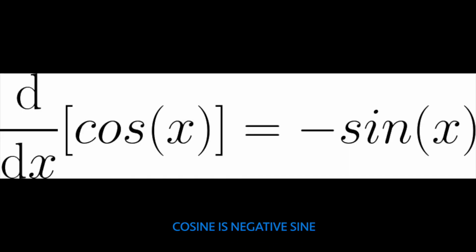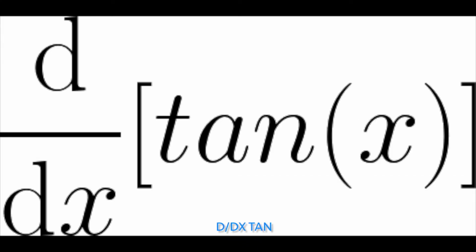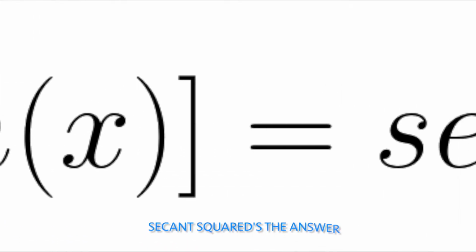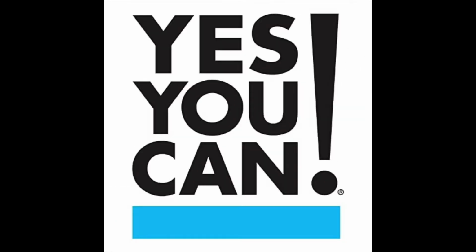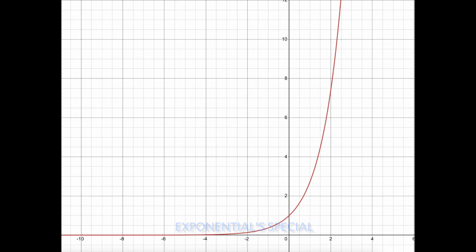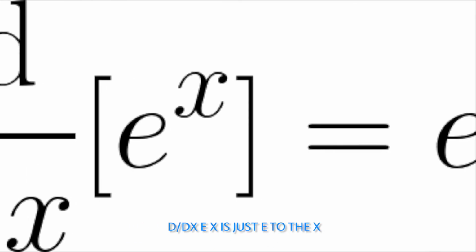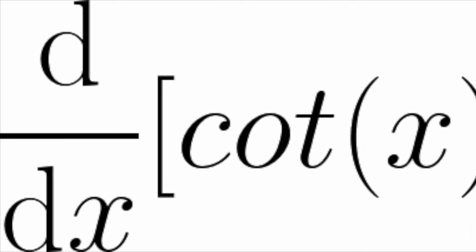Cosine is negative sine. d/dx tan, secant squared is the answer, yes you can. Exponential special is just itself. d/dx e^x is just e to the x.